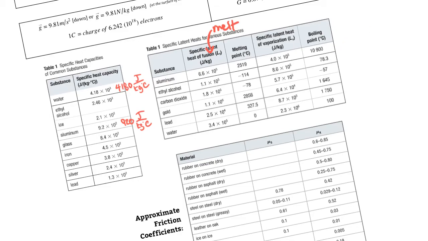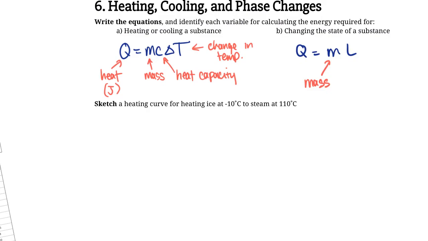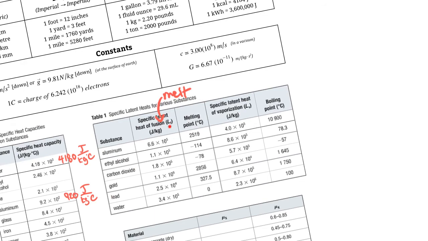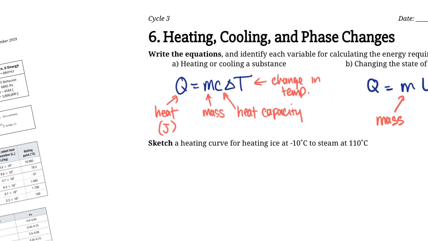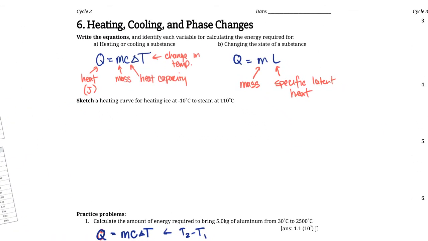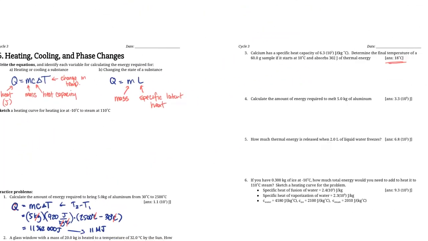So this L in the equation can refer to whatever state change is required. So usually we call it LF for fusion, or LV for vaporization. So we can finish this. L is going to be our specific latent heat of vaporization or fusion. So let's skip that. We're going to skip this heating curve. We're going to talk about those tomorrow in class. But let's look at an example problem.